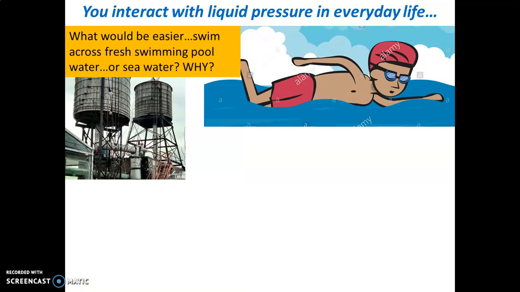What would be easier? Would it be easier to swim across fresh swimming pool water or seawater? And why do you think that? Why don't you press pause and actually give those two questions some thought, and then press play, and then we'll go through it together.